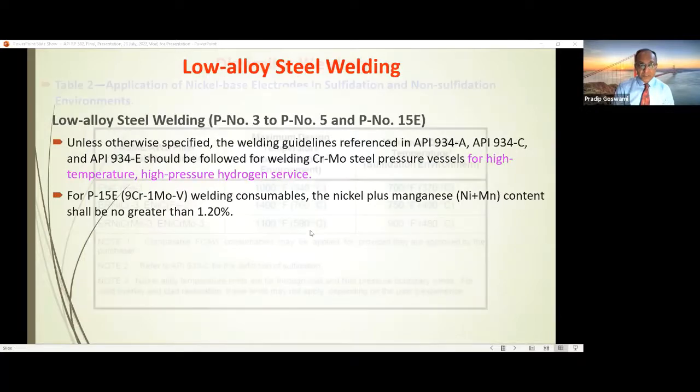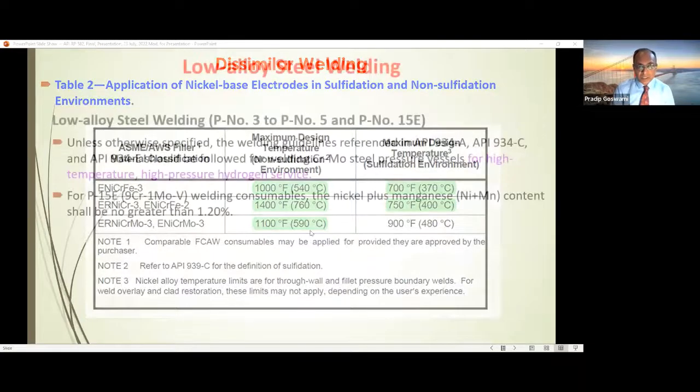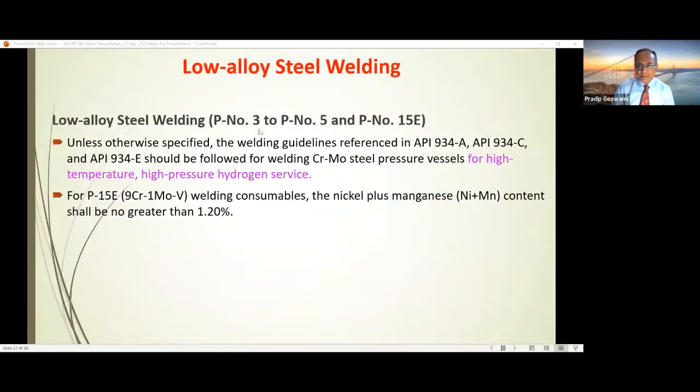And next to talk about is the low alloy steel welding. And as you can see here, P number 3 to P5, down to P15E, which is a P91 steel. And it says that basically, typically guidance is like API 934A, 934C, and 934E shall be followed for chrome alloy steel for pressure vessels for high temperature, high pressure hydrogen service. We had talked about 934A, 934C in our previous lecture session. 934E is the one which I couldn't cover in the last session, and I'll talk briefly about that today.